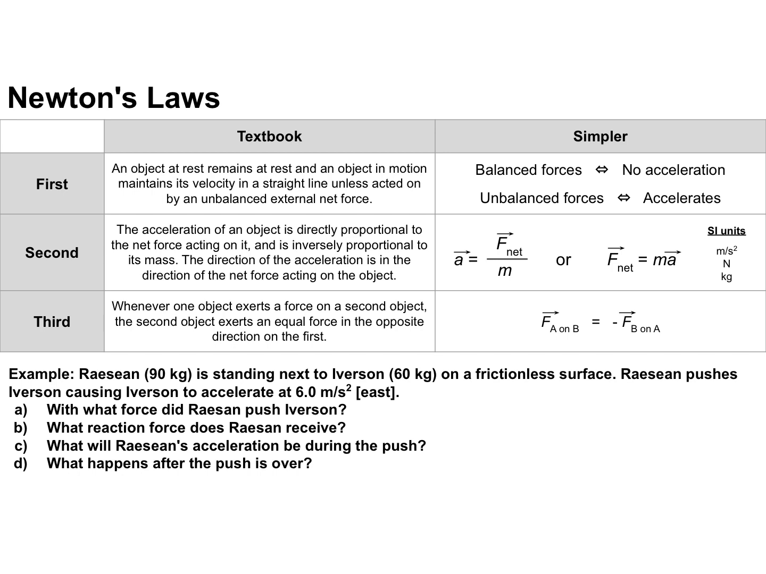In the first column, I wrote down how textbooks will generally describe these. But on the right-hand side, I wrote down simpler ways. At least in my mind, there are simpler ways to understand Newton's laws. So Newton's first law says, an object at rest remains at rest, and an object in motion maintains its velocity in a straight line unless acted on by an unbalanced external net force.